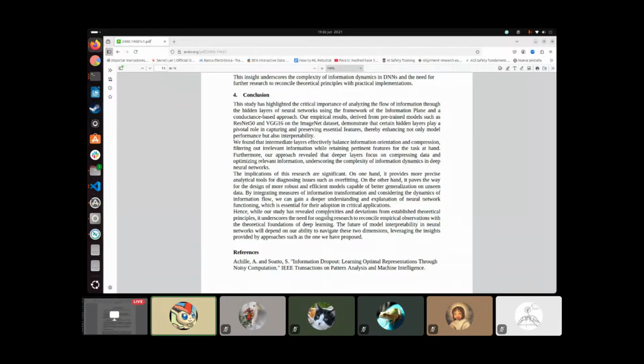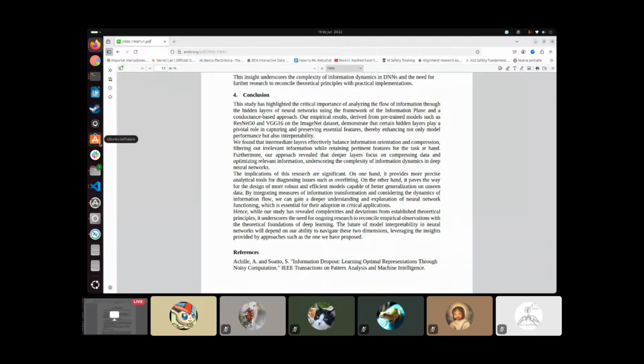layers of neural networks using the framework of the information plane, a conductance-based approach. Our empirical results derive from pre-trained models such as ResNet 50 and BERT, well, that one, on the image itself, demonstrate that certain hidden layers play a pivotal role in capturing and preserving essential features, thereby enhancing not only model performance but also interpretability.